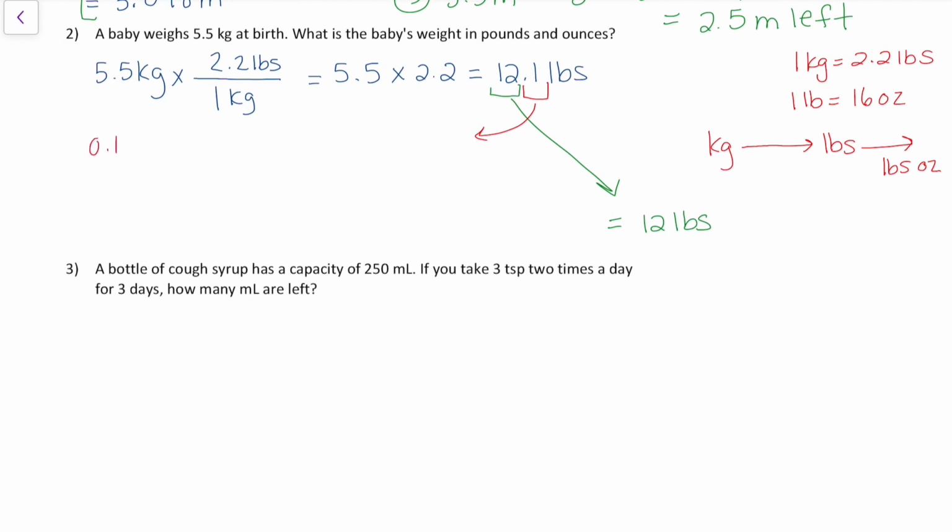So 0.1 pounds. I want to put that into ounces. And we know that 1 pound is 16 ounces. So I'm going to do 0.1 times 16, which is 1.6 ounces. And so my final answer is 12 pounds and 1.6 ounces.